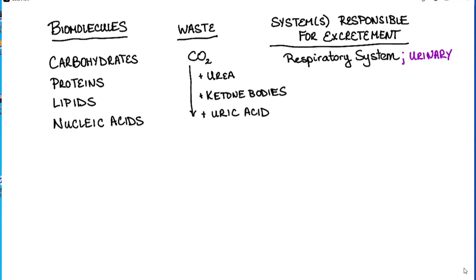Okay, the primary site of excrement for all of these is going to be the urinary system. So the urinary system is the primary organ system that deals with the excrement of urea, ketone bodies, and uric acid. So obviously one of the major functions of the urinary system is going to be dealing with waste products. Now, let's take a look at the structure of some of these waste products.